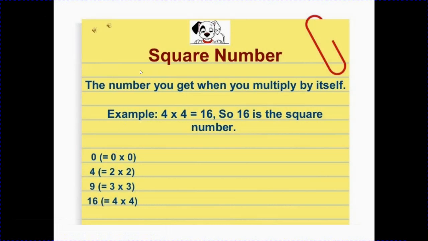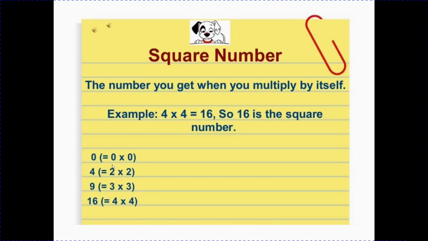Square number. What do you understand by square number? The number you get when you multiply a number by itself is a square number. Let me give you an example. 4 into 4 is 16. So 16 is a square number. The number here is 4 and you multiply 4 into 4, you get 16 as the result, right? So the answer is 16. So 16 is a square number.